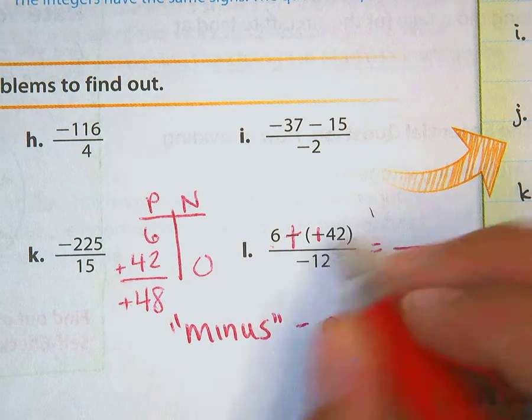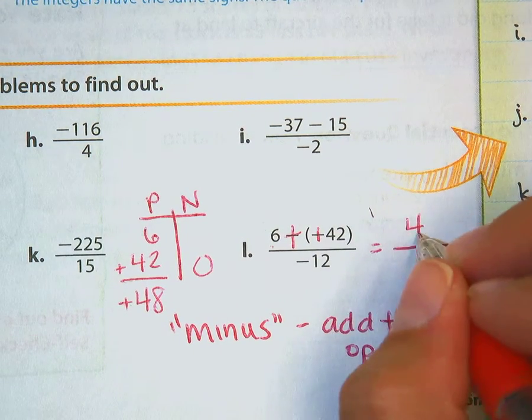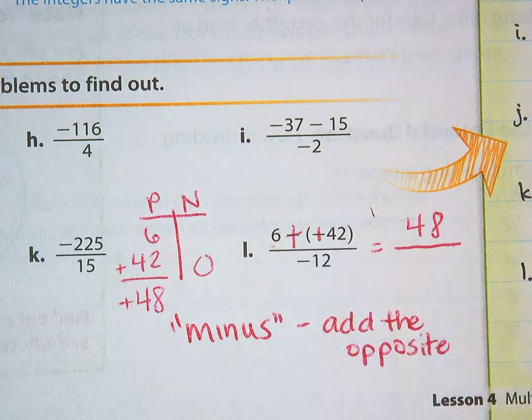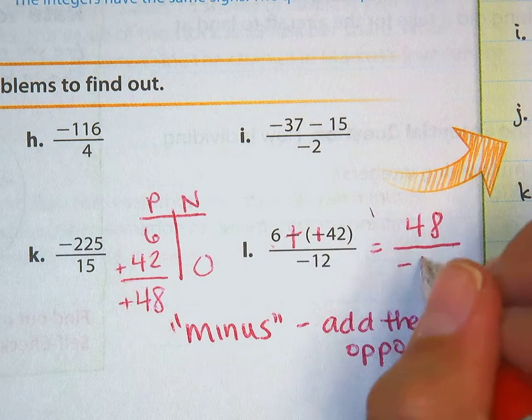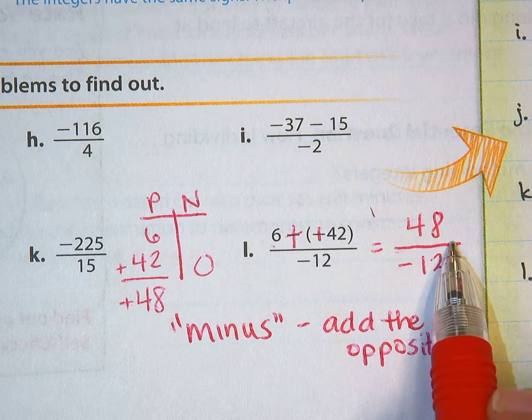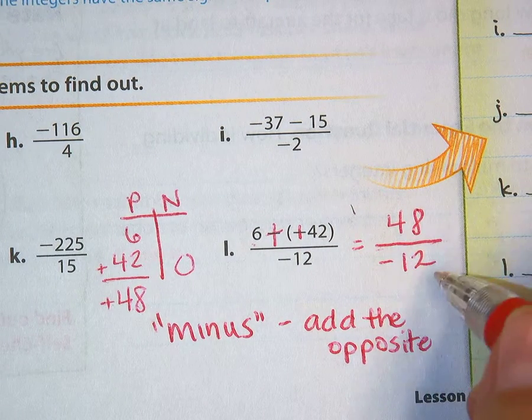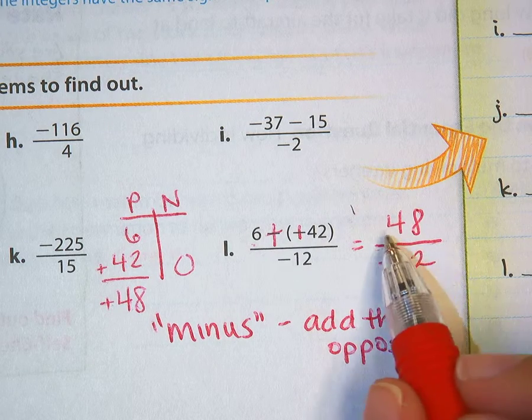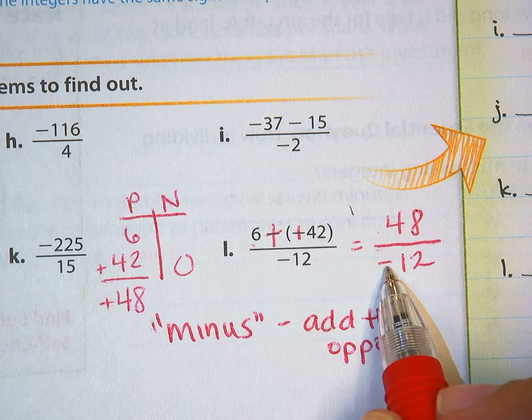So that becomes my answer to what I have here on top in my numerator. My denominator stays the same, and that's a negative 12. At this point, I remember that a fraction bar means to divide, and I would ask myself, okay, well, let's figure out the sign first. This is a positive, and that's a negative.